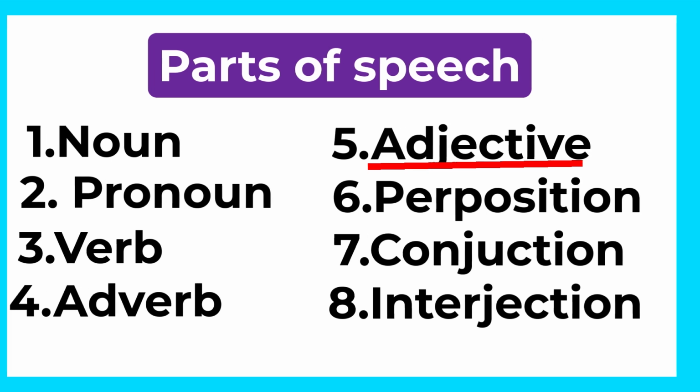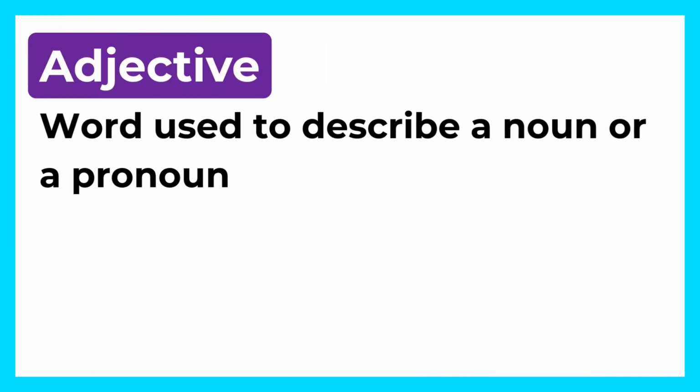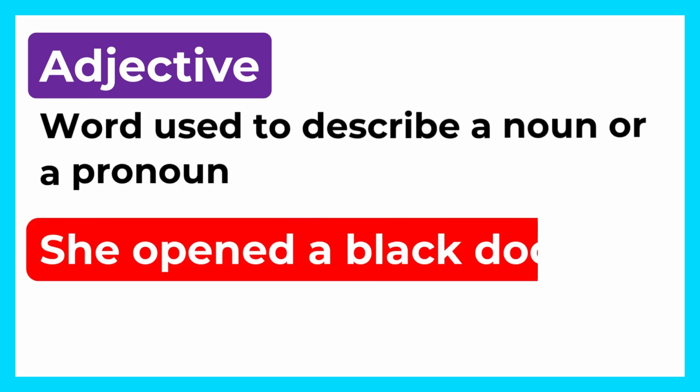An adjective is a word used to describe a noun or a pronoun. Remember, a noun is a naming word and a pronoun is used instead of a noun or a noun phrase. The adjective in a sentence can be placed before a noun or after a noun.